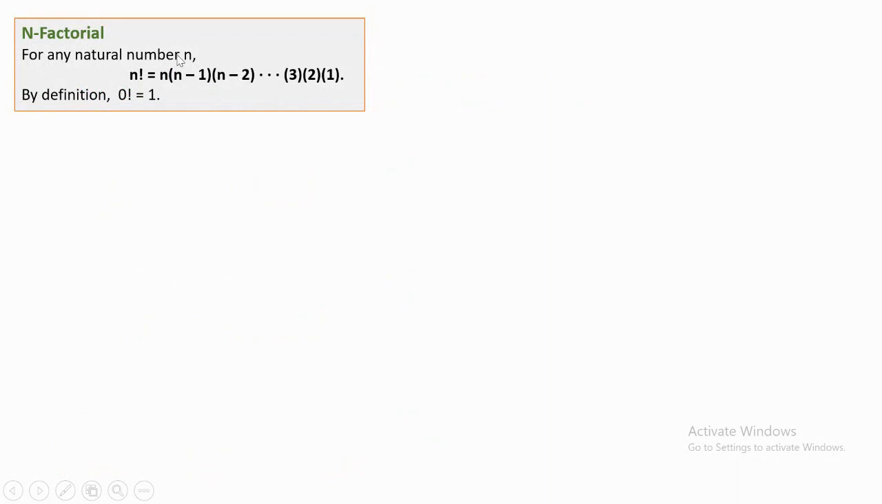Now comes factorial, n factorial. N factorial, for any natural number n, means that you're going to be multiplying n, then n minus 1, then n minus 2, until you get to 1. And by definition, 0 factorial is equal to 1.